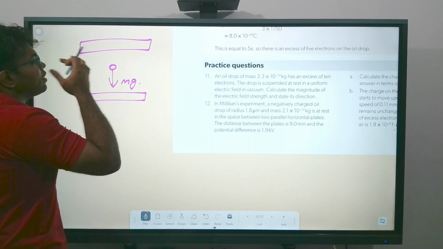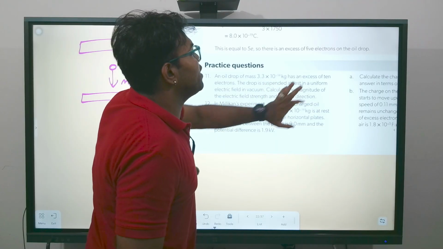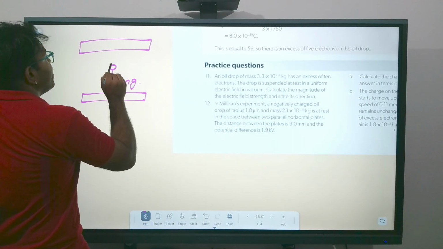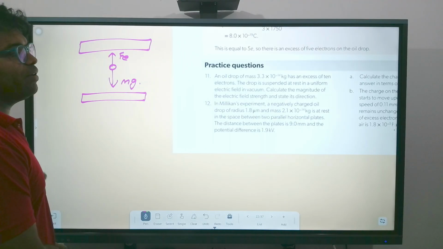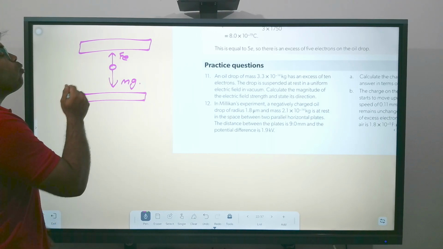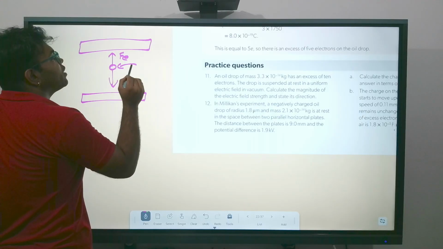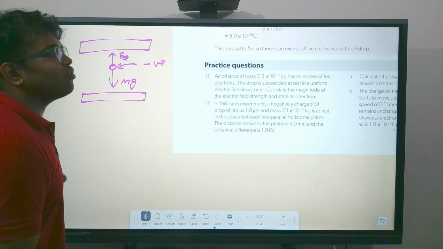Okay, next. Now, there should be a force because it is suspended. The drop is suspended at rest in a uniform electric field. There should be a force upwards, force due to the electric field. Okay, now, what is the charge on this drop? The charge on this drop is negative because it has excess of electrons.